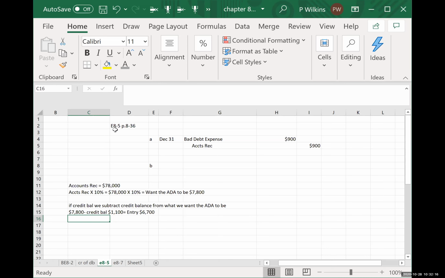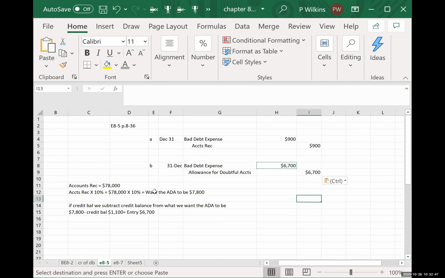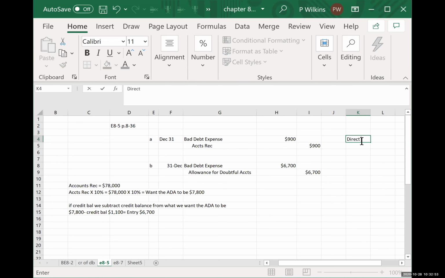Okay. So for B, December 31, we are going to debit bad debt expense $6,700. And we are going to credit allowance for doubtful accounts $6,700. All right, so that's an example. Let's see, I'm going to put it over here. This is a direct write-off, the first one, right? The method we don't want to use.